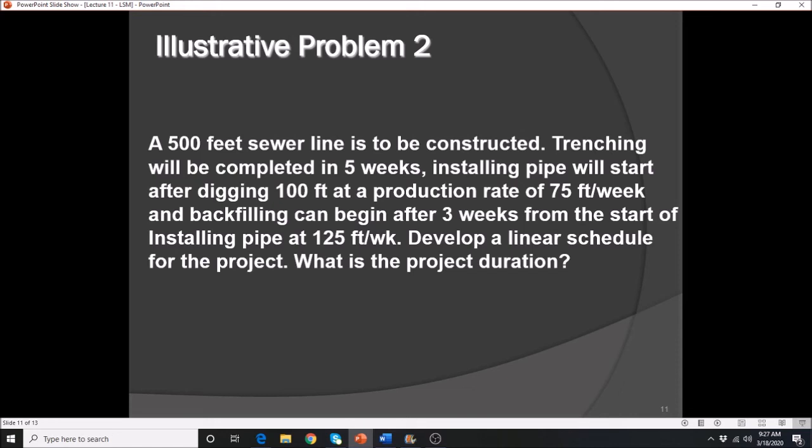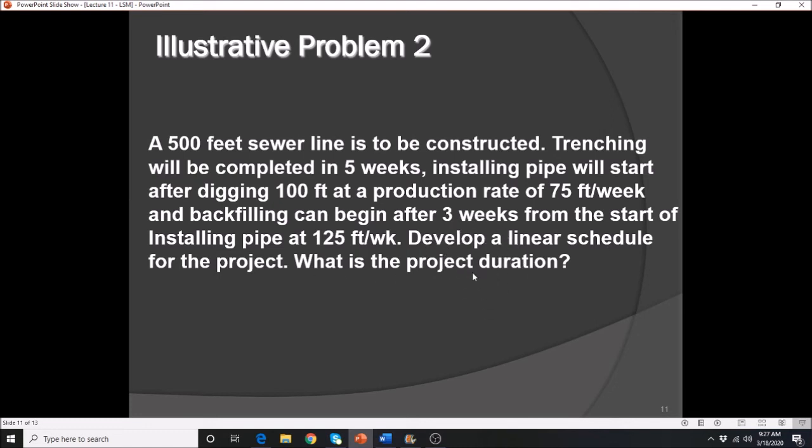That is after they dig 100 feet. So how many days will that be? How many weeks will that be? And I'm going to show you those calculations. There is a given productivity rate, how fast they're going to lay down the pipe. And backfilling can begin after 3 weeks from the start of installing pipe, which is 125 feet per week. Develop a linear schedule for the project. What is the project duration?